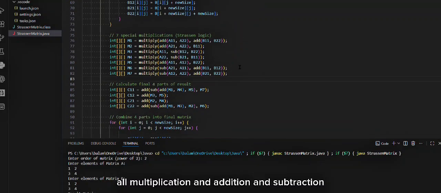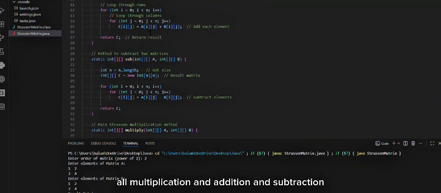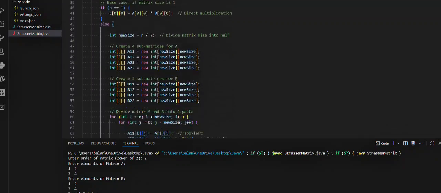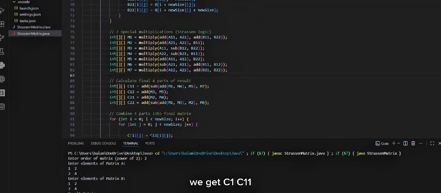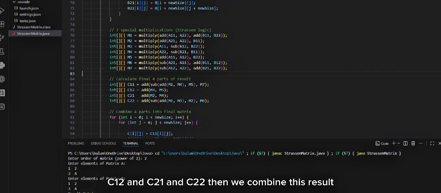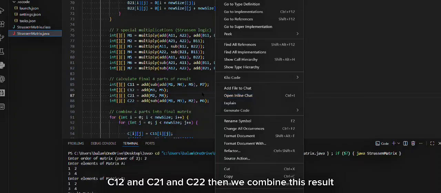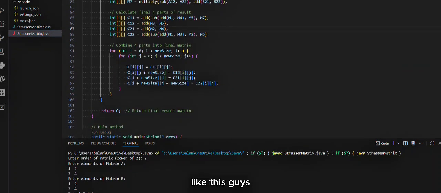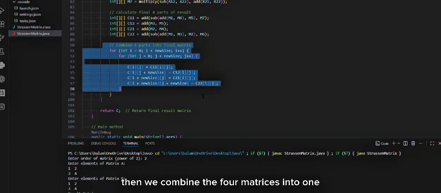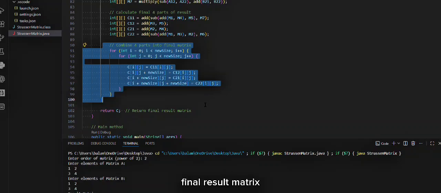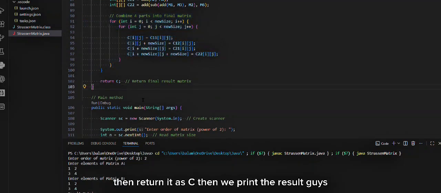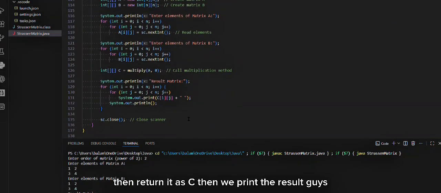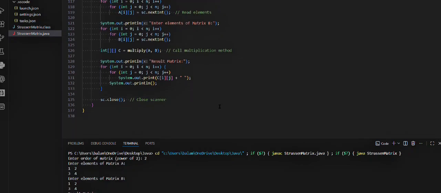Then after all these multiplications, additions and subtractions, we get C11, C12, C21 and C22. Then we combine these results like this, guys. We combine the four matrices into one final result matrix, then return it as C. Then we print the result. Guys, that's all for this program, Strassen's matrix.